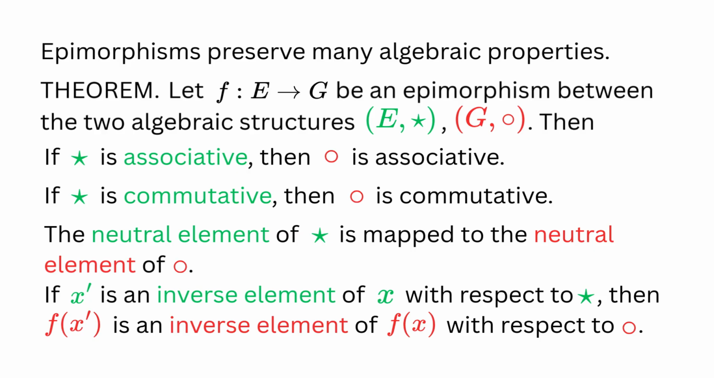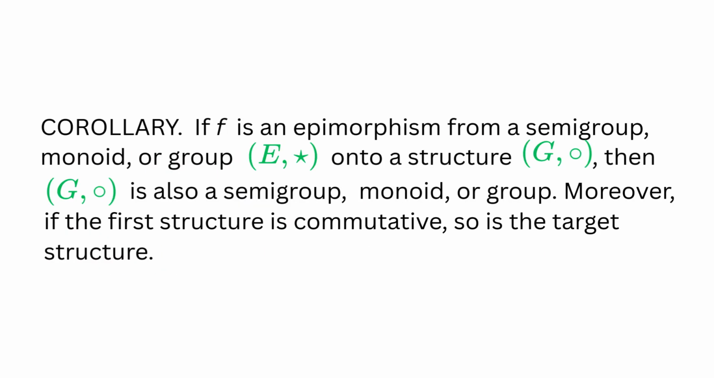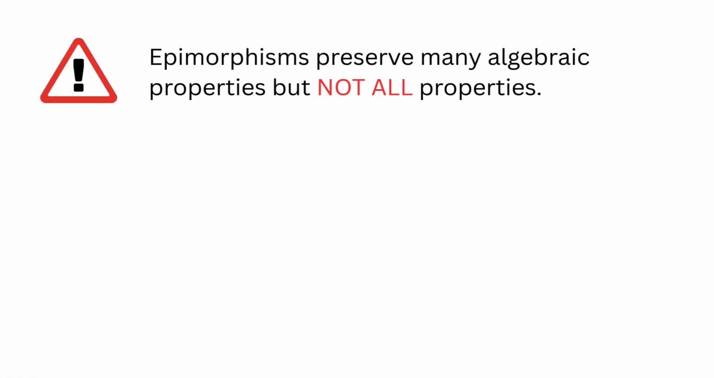Then we have the following immediate corollary. If f is an epimorphism from a semigroup, monoid, or group onto another algebraic structure, then the target structure is also a semigroup, monoid, or group respectively. Moreover, if the first structure is commutative, so is the target structure. Not all algebraic properties are preserved by epimorphisms.